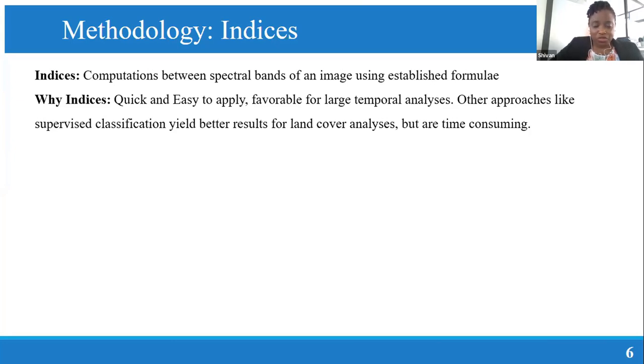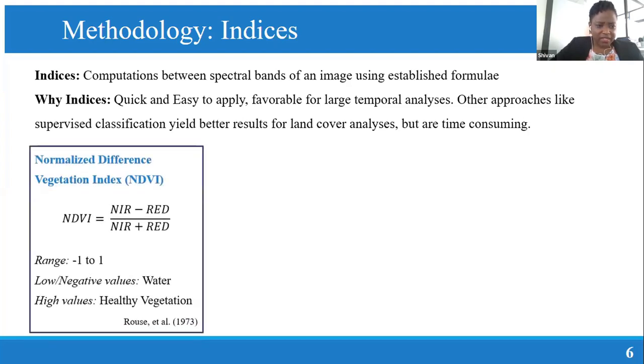it is time consuming. And the selected indices include the normalized difference vegetation index, the NDVI, which utilizes the near infrared band and the red band. And this has been extensively used to study changes in vegetation biomass and vegetation health on ground to examine the growth of plants according to the phenological stages and how the biomass is changing. And this index ranges from -1 to 1, with low negative values for water and high values for healthy vegetation.